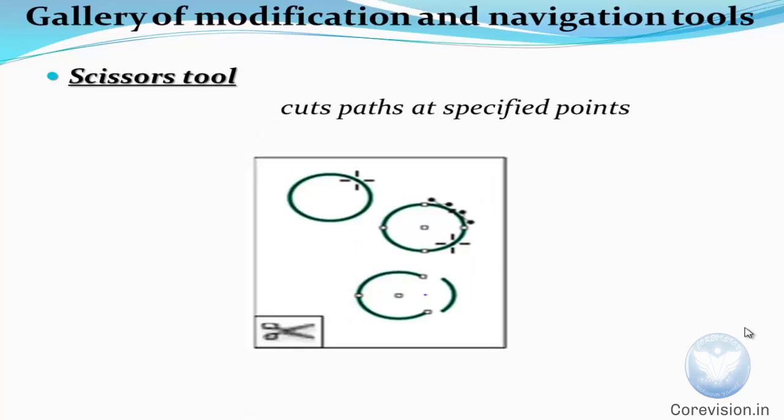Fifth, scissors tool. It is used to cut a path at specified points. This is the example of the scissors tool, where we can cut a path at specified points. Here, given the circle, it cuts the path of the circle.